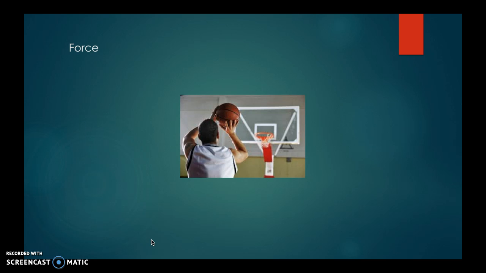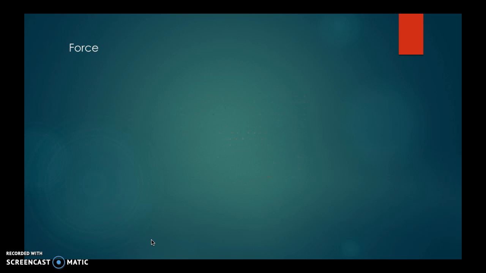Momentum is a tendency for a moving object to keep moving once it's in motion. Momentum is also the amount of motion possessed by a moving object and is the product of mass and velocity. An example of this is when a basketballer throws the ball, and therefore the mass of the ball is 0.25 kilograms times the velocity of the ball, which equals momentum.